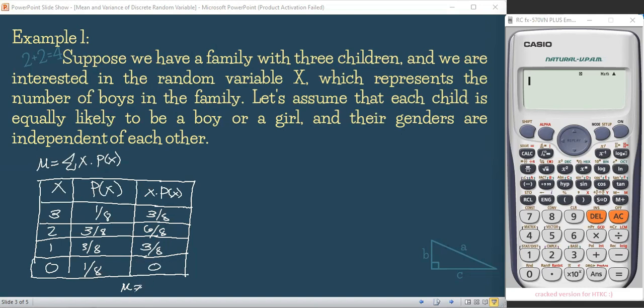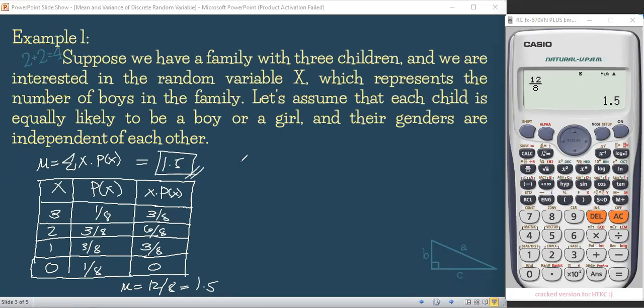So yung mu natin, or the mean natin, is equal to the summation of x times p of x. Ito pong x times p of x, ito na po siya. Ngayon, isa-summation na lang po natin. 3 plus 6, that is 9. 9 plus 3, that is 12. Kaya ibig sabihin, ang mean po natin is 12/8. In decimal, we have 1.5.